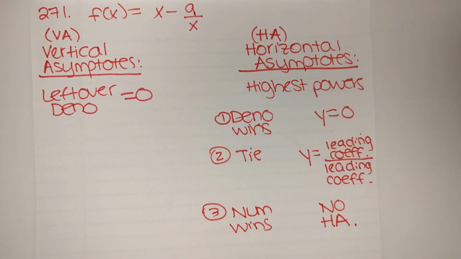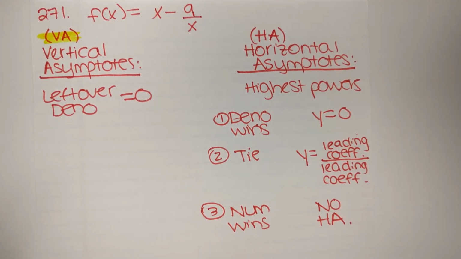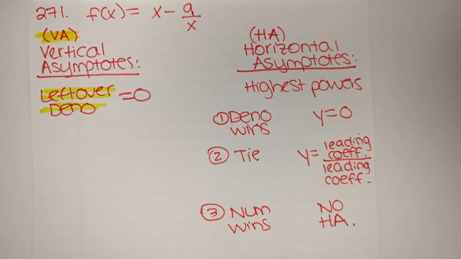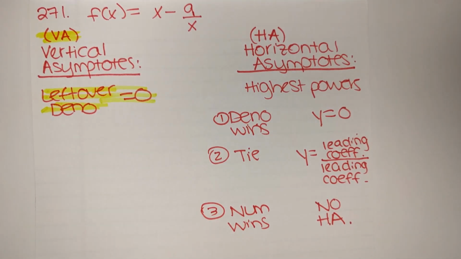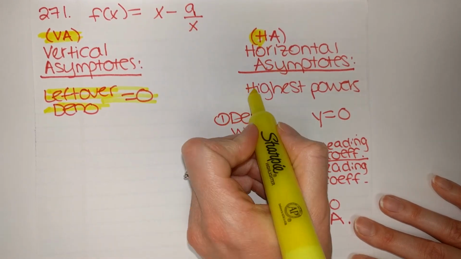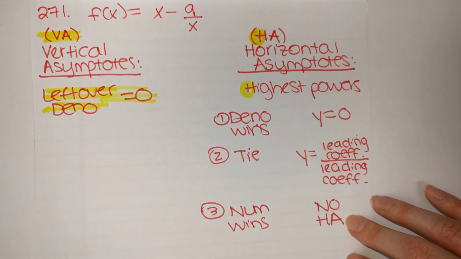Okay, so this question is asking us to find the vertical and horizontal asymptotes. So we need to have a couple key concepts understood here. When you're looking for vertical asymptotes, VA, you're going to look at the leftover denominator, and whatever is left over in the denominator, you set that equal to 0, and that gives you your vertical asymptotes. For horizontal asymptotes, I always think about that little h as highest power. So the horizontal asymptote is going to be your highest power.